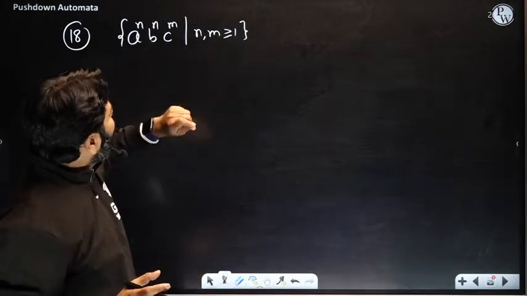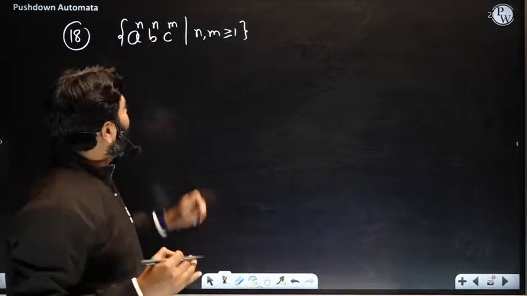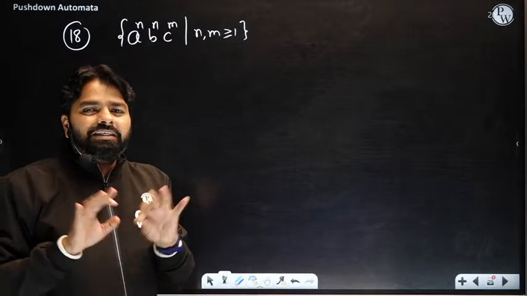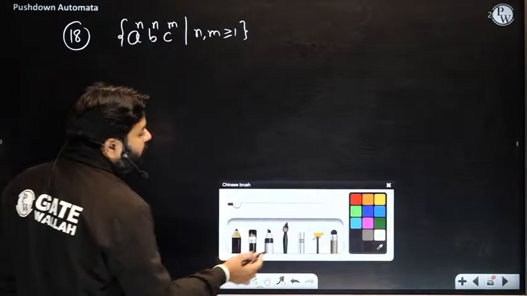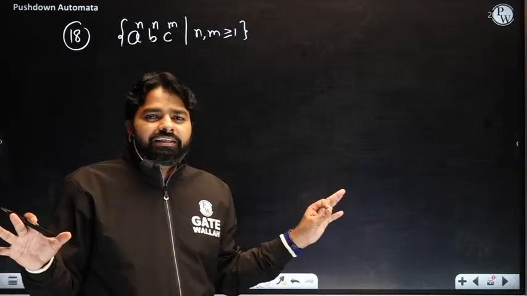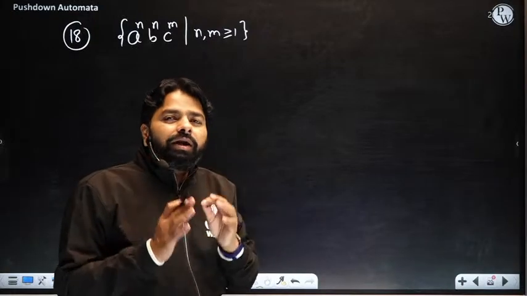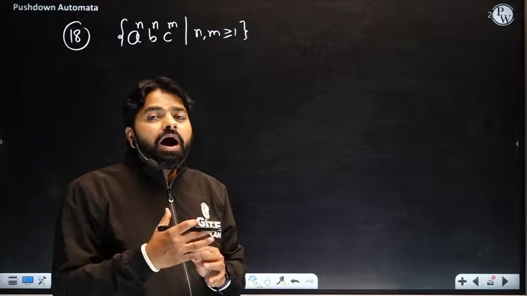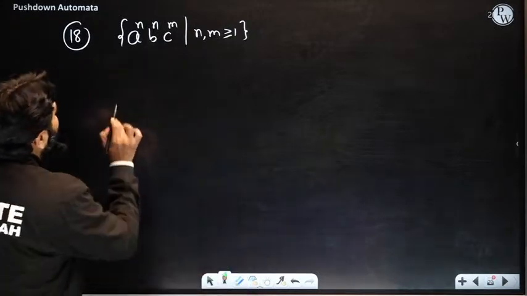If you have greater than or equal to 1, then all of them are present: at least one A, at least one B, at least one C, but A's and B's are equal and C's have no comparison. Now what is your logic? I want you to think about the logic, not a machine. If you are not able to design the machine, it's okay for the exam. I told you in the previous class also, we don't need construction of the PDA. We need how the people construct the PDA. That is important. Now what is the logic?